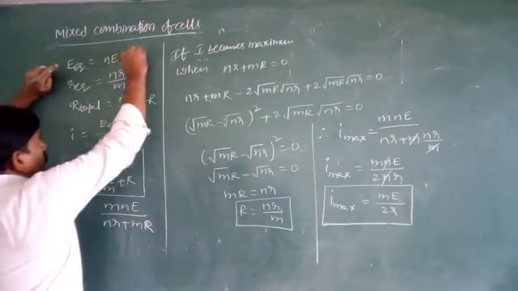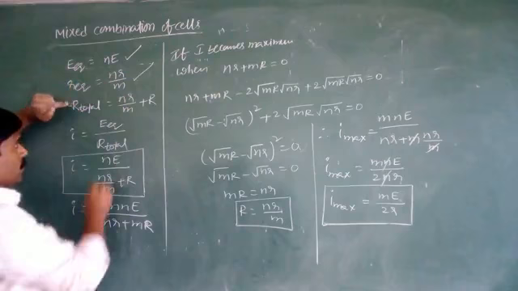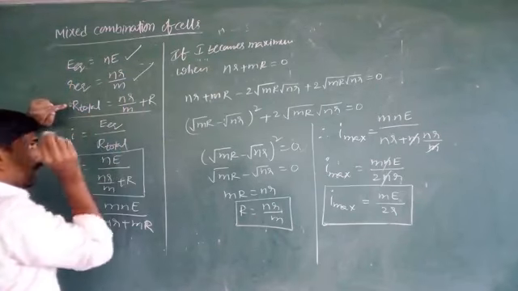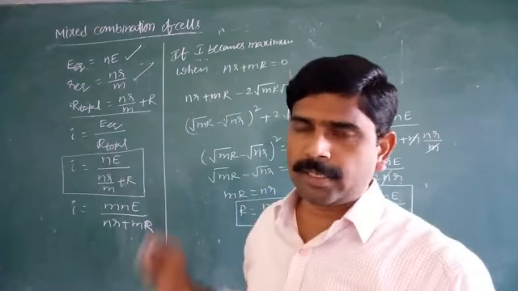Equivalent EMF is equal to nE, equivalent internal resistance is equal to nr by m. This one is the total resistance in that circuit.